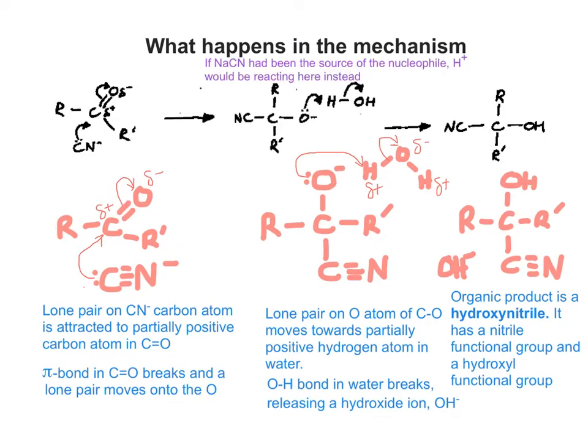It's worth pointing out in the second stage, if sodium cyanide had been the source of the nucleophile, it would be H plus that would be reacting instead, not water. The reason for this is, like we said in the previous slide, that if sodium cyanide is used, it's dissolved in an acidic solution to provide that proton with which the oxygen can actually react.